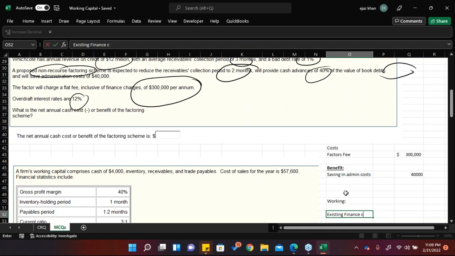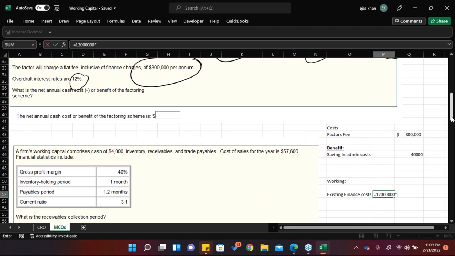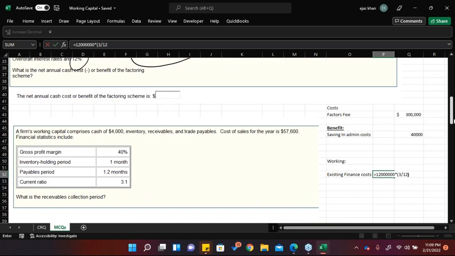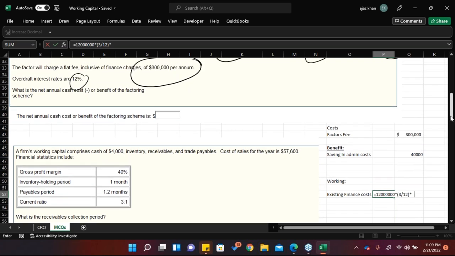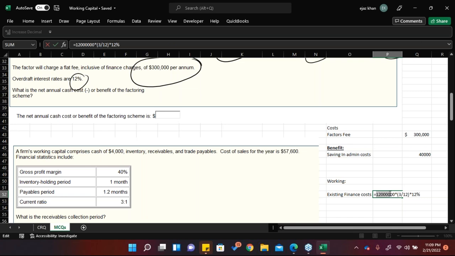Existing finance cost will be equal to existing account receivables into the existing finance rate, that is 12%. So existing collection period is 3 months and sales figure is 12 million. So 12 million into 3/12. Now, one thing that you people should remember is that when collection period is given in months, then we have to do all the calculation in months. Do not use days in that case. So in this question, it was 3 months, so 3/12. That's going to give us the receivable balance figure into the rate of interest, 12%, $360,000. So credit sales into 3/12, that will be account receivable into 12% of finance cost.